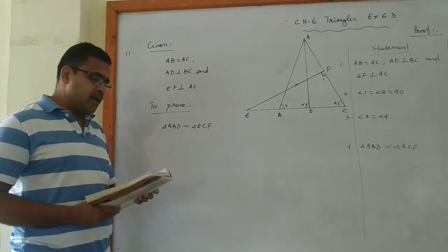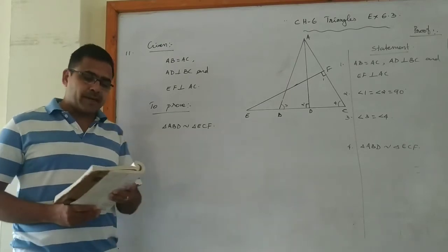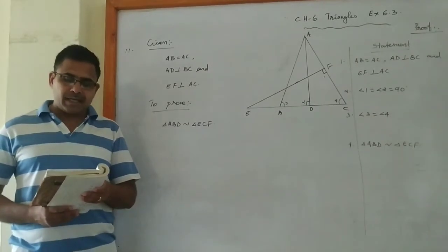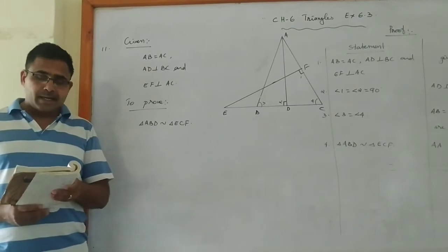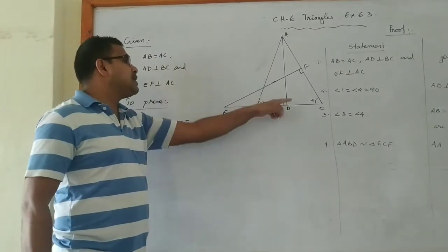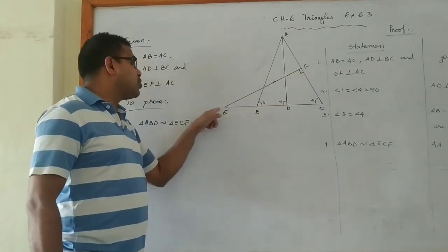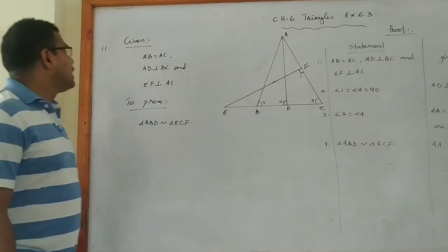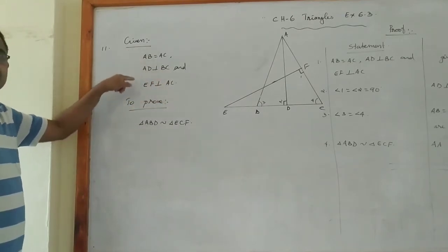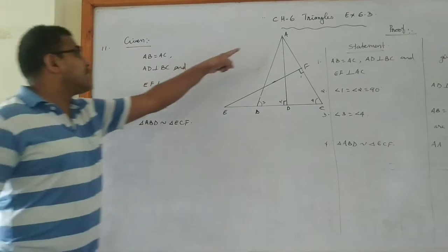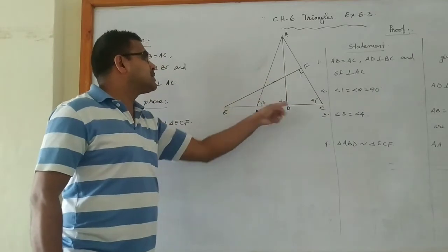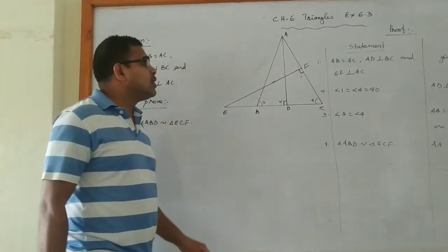In the figure, E is a point on side CB produced of an isosceles triangle ABC with AB equal to AC. If AD is perpendicular to BC and EF is perpendicular to AC, prove that triangle ABD is similar to triangle ECF. See, given, this is our diagram. ABC is an isosceles triangle, BC is produced to E and EF is perpendicular to AC. Listen, AB equals AC, AD perpendicular to BC and EF perpendicular to AC. That is given in the question. What we need to prove? Triangle ABD is similar to triangle ECF. We need to prove this.